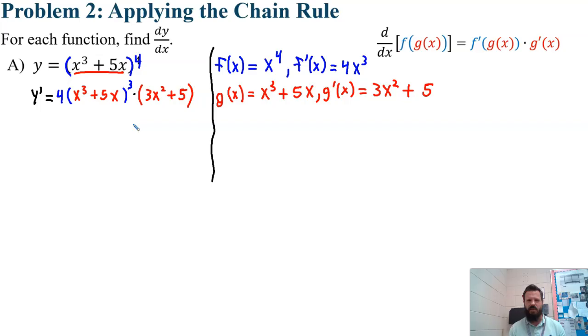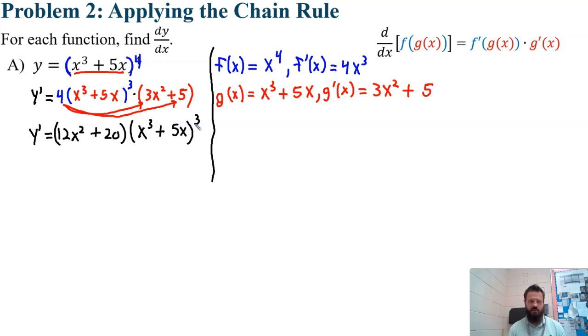But as far as coming up with an answer for a multiple choice test, I have a feeling that the AP exam would distribute this 4 into both of these terms here. Now I can't distribute it into the x to the third piece, because I have this third power here. So we could write that as y prime is equal to, we could say 4 times 3x squared would be 12x squared, plus 4 times 5 would be a 20. And then we'll just leave it as x to the third plus 5x all to the third power.